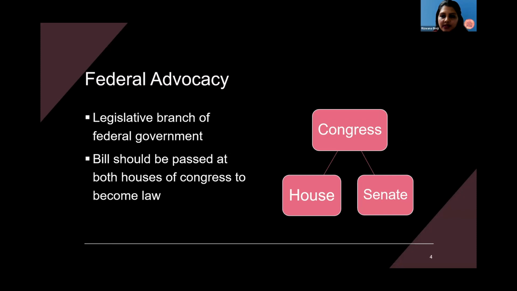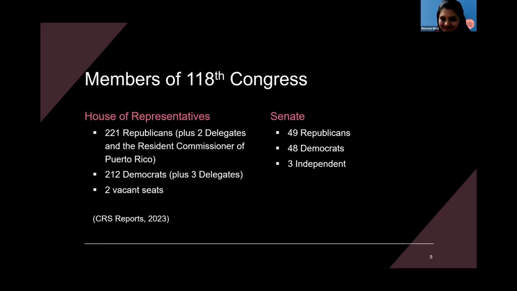So when it comes to federal advocacy, Congress is your legislative branch of the federal government with 2 distinct chambers, the House of Representatives and the Senate. Both of these chambers have different set of roles and responsibilities, but when it comes to passing of the bill, it should pass at both chambers in order to become law.